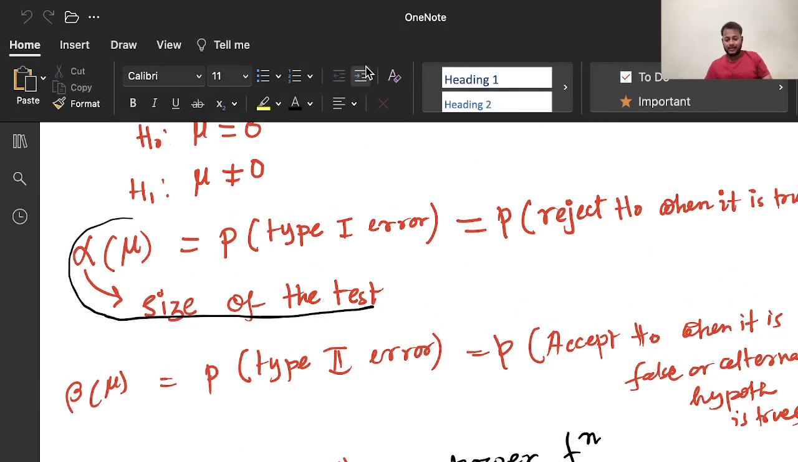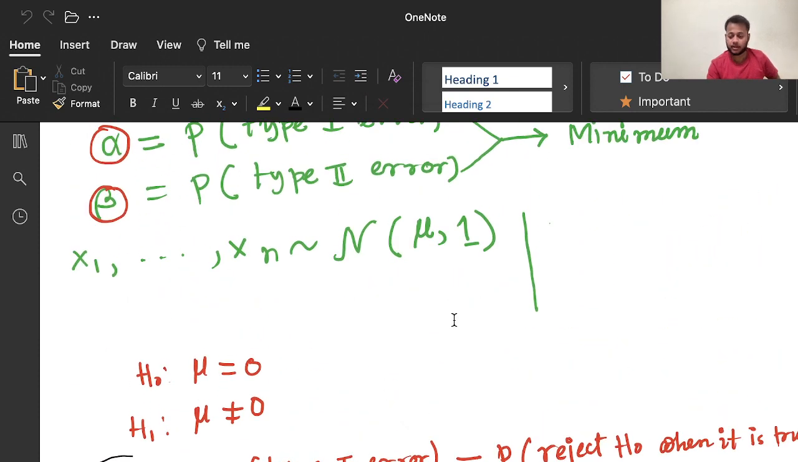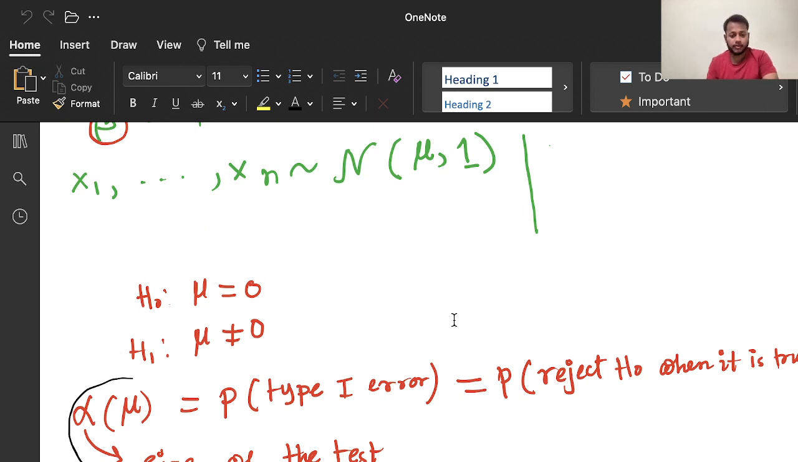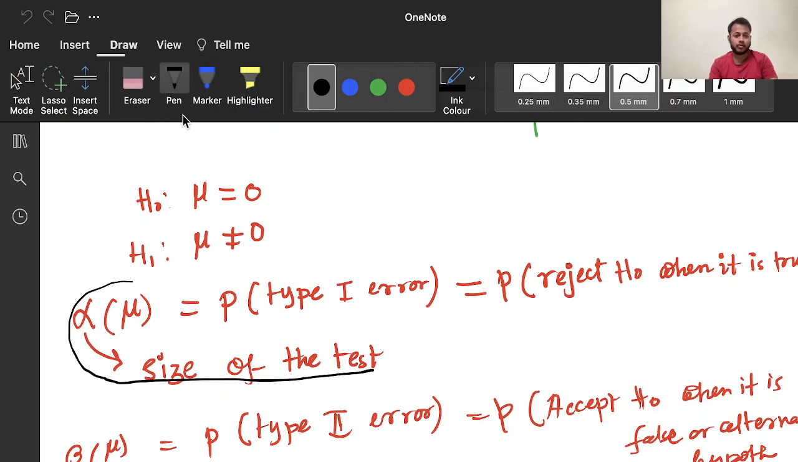Now let's start lecture number 2. Let me recap what had been done in the previous lecture. Here we introduced two types of error which occur in terms of hypothesis testing.